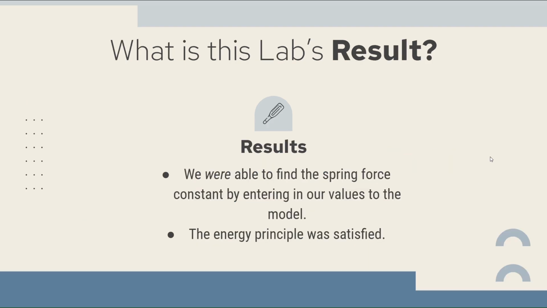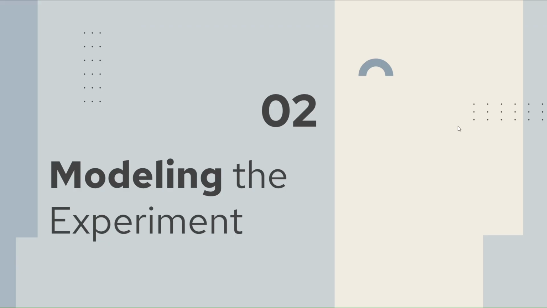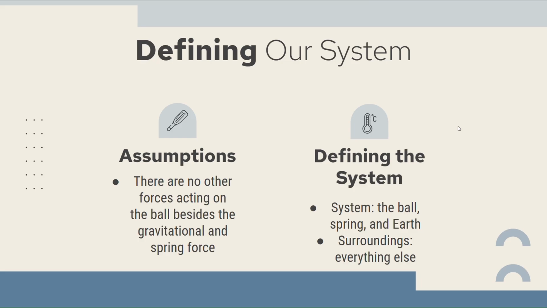What were this lab's results? Well, we were able to find the spring force constant by entering the values from the problem into our model, and because of this, we knew that the energy principle was satisfied as our values aligned with the actual solution of the problem. So, modeling the experiment, we have to define our system.